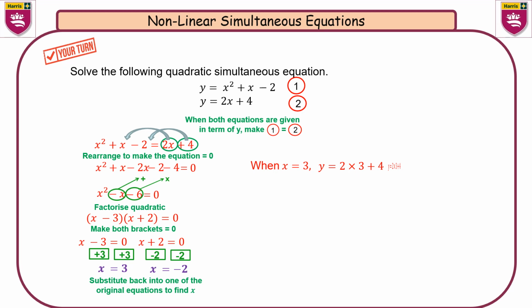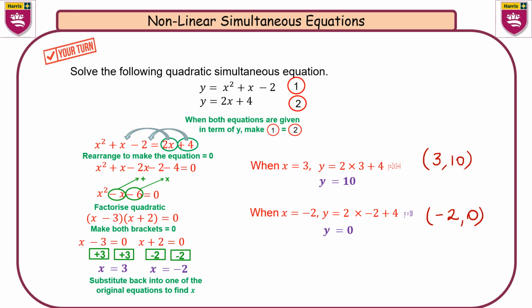Now we need to substitute these into the second equation, which is the simpler one. So when you do 2 times 3 plus 4, that's going to give you 10. When you do 2 times negative 2 plus 4, that is going to give you 0. So then you will need to write these down as coordinates, because usually they ask you to write it as a coordinate. So that's going to be 3 for the x, 10 for the y, and negative 2 for the x, 0 for the y. Okay.